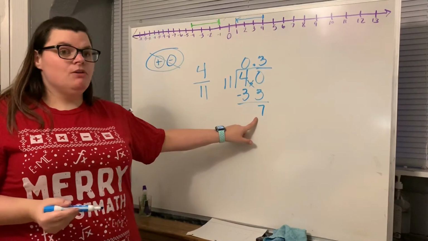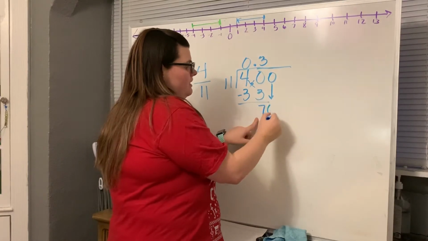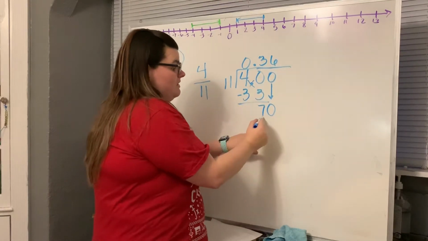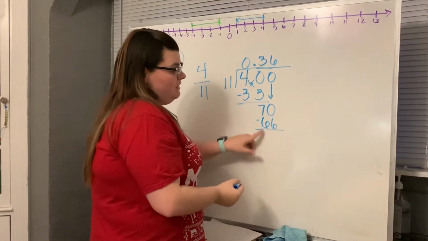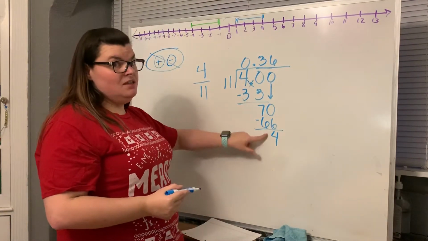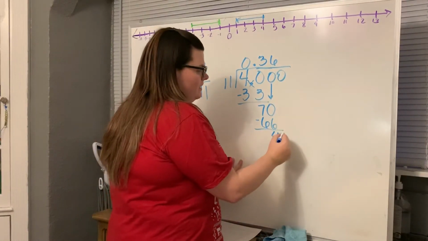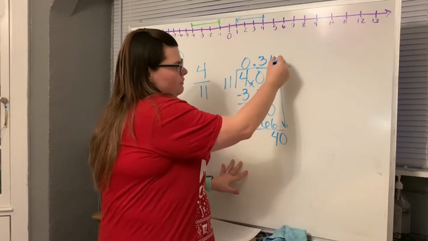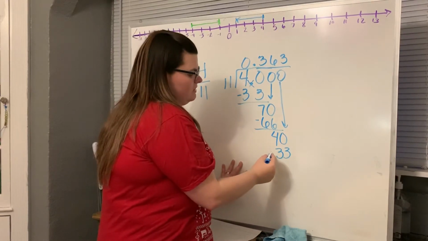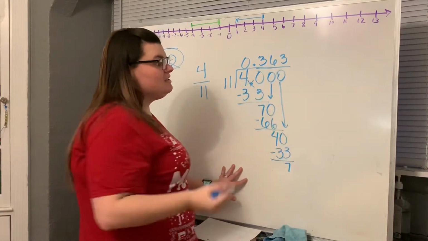Now I didn't get a repeat, so I have to keep going. I'm going to add another 0, bring it down. 11 goes into 70 6 times. 6 times 11 is 66. And 70 minus 66 is 4. Now I think that this means I've got my repeating pattern. Now if I can't remember and I want to double check, add a 0, bring it down. 11 goes into 40 3 times. 3 times 11 is 33. 40 minus 33 is 7. I can see what's happening here, so I know my next number is going to be a 6.